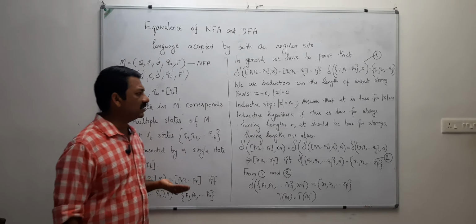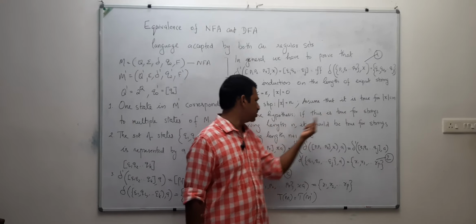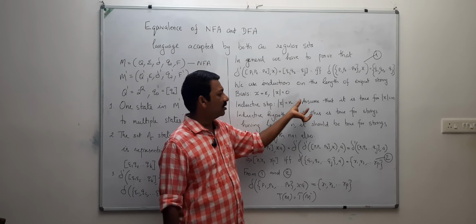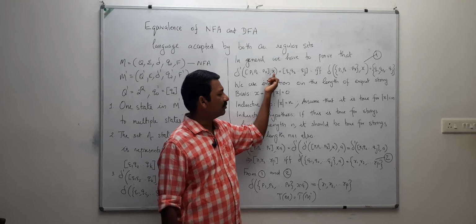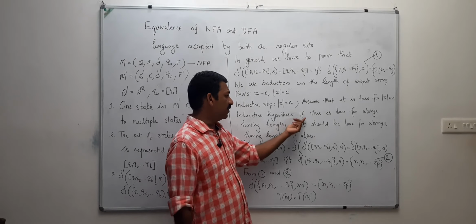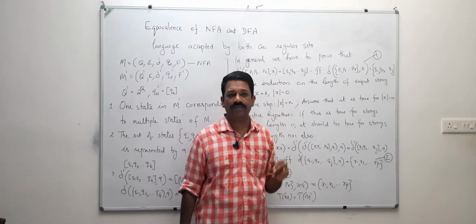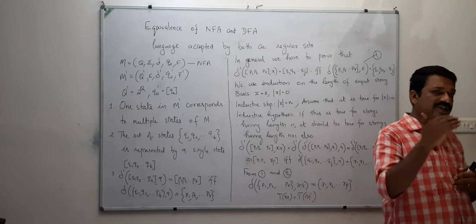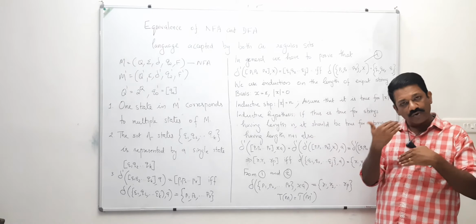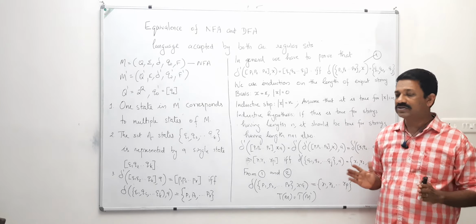Next, in the inductive hypothesis, if this is true for strings having length n, our assumption is this is true for all strings having modulus of x equal to n, or the length of the input is n. If this is true for n, it should be true for strings having length n plus 1 also. Now we are going to prove that this is true for modulus of x is equal to n plus 1.